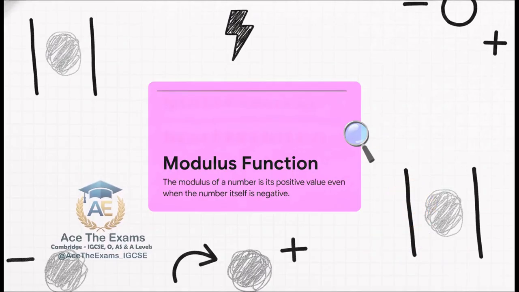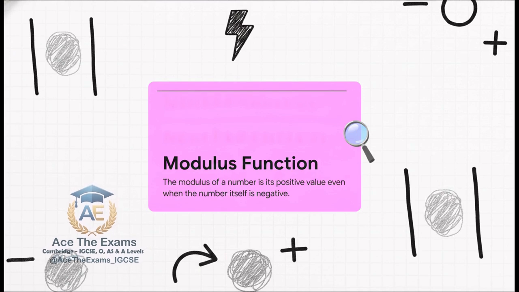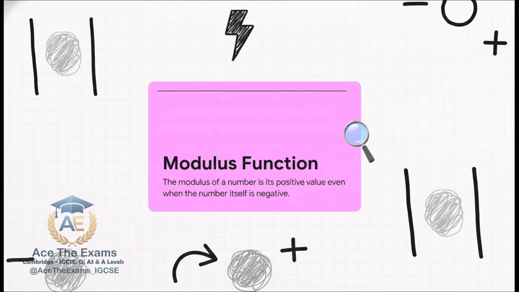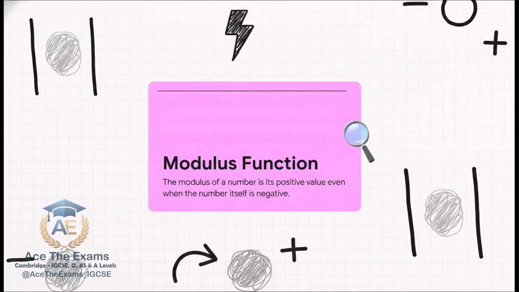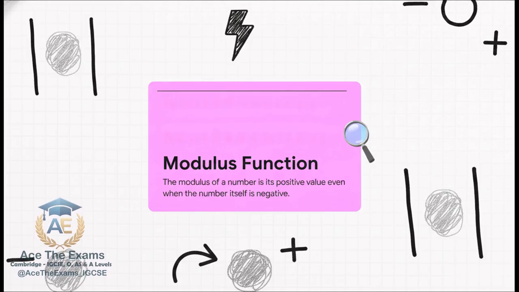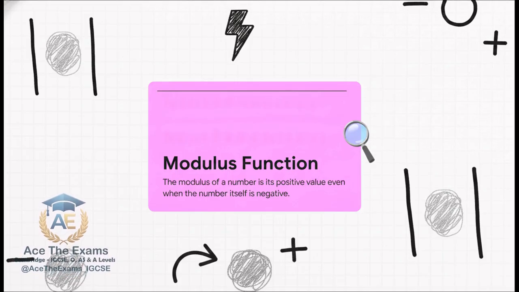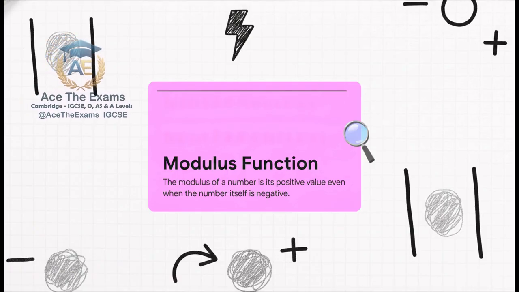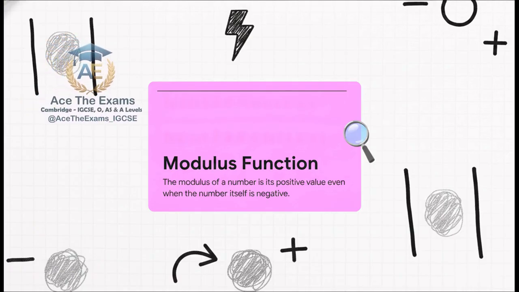It's denoted by these straight vertical lines around the variable. If the number inside is already positive, the machine does nothing to it. But if the number inside is negative, the modulus forcefully multiplies it by -1 to turn it positive. So the absolute value of -28 simply becomes 28. Alex often overcomplicates this during exams by trying to square and square root things, but it's much simpler. Just look at the magnitude.